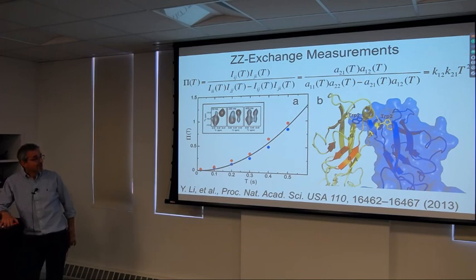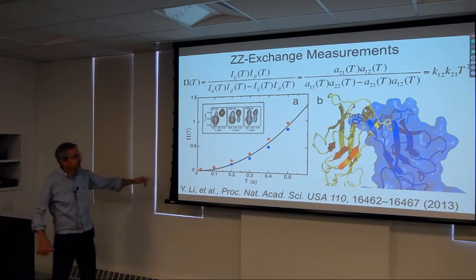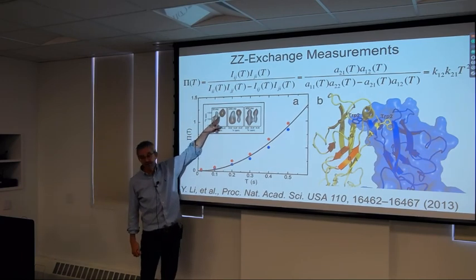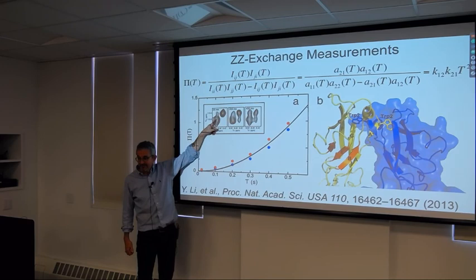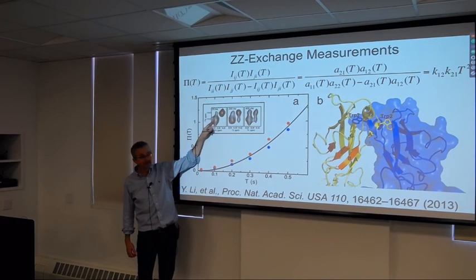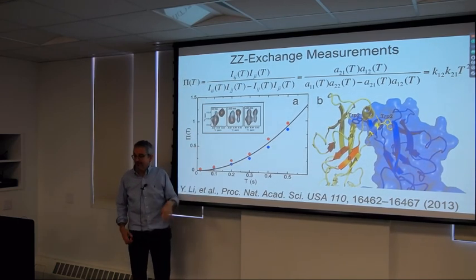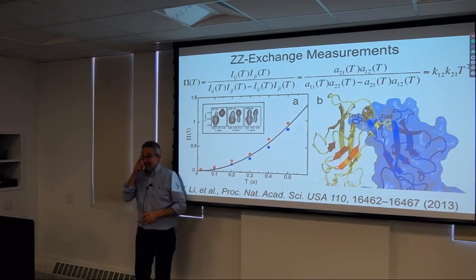When will this experiment fail? The experiment fails if the decay of the diagonal peaks is too fast. If R1, if T1 is too short relative to the jump time, then the signal decays away before the cross peaks can build up. And then there are no cross peaks, and therefore the experiment doesn't work.